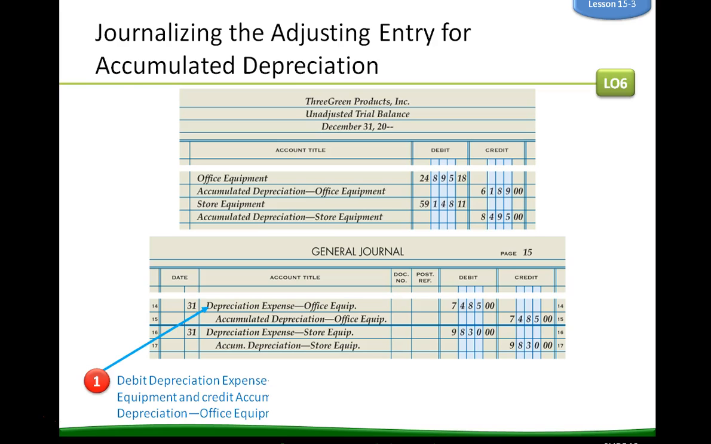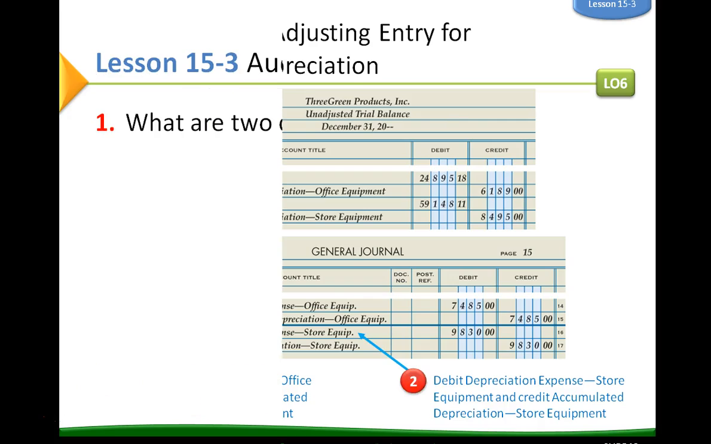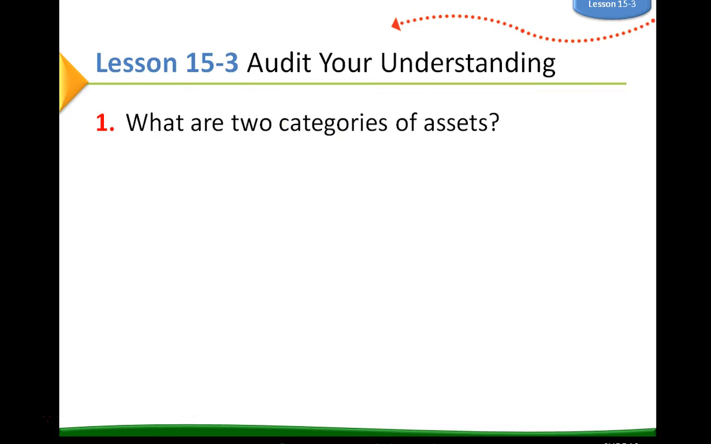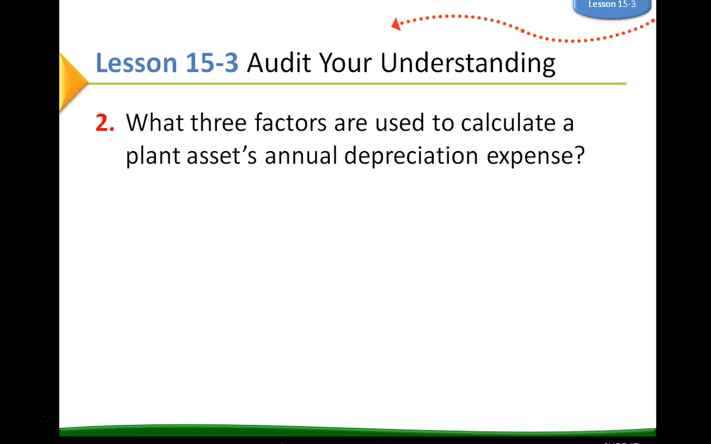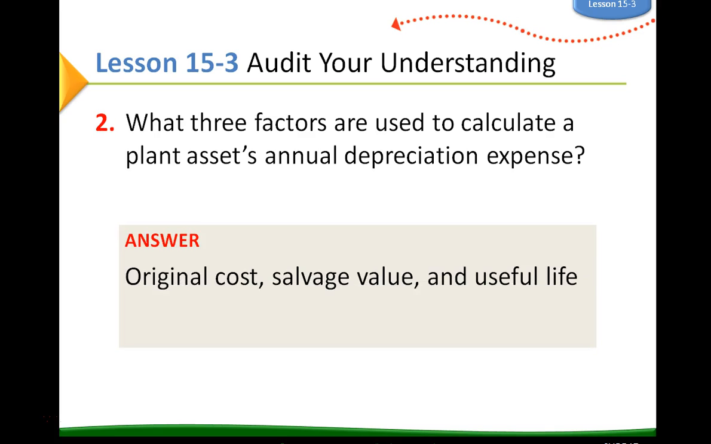All right. Okay, what are the 2 categories of assets? Current assets and plant assets. What 3 factors are used to calculate a plant asset's annual depreciation expense? That's where we had the calculations. First we had the straight line method. Original cost, salvage value, and useful life.